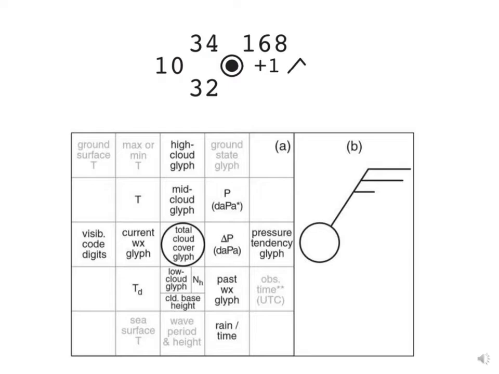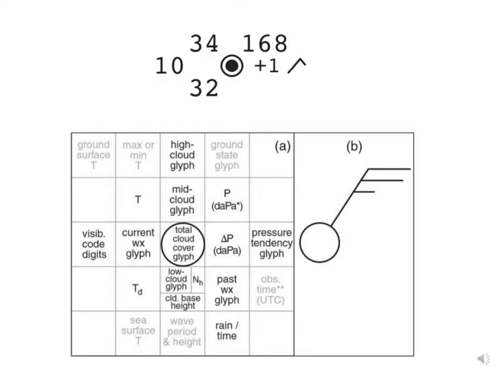The number on the far left is the visibility, and that's in statute miles. The +1 is the pressure tendency over the last 3 hours, and then next to the pressure tendency is the glyph, which shows what the pressure has been doing over the last 3 hours.